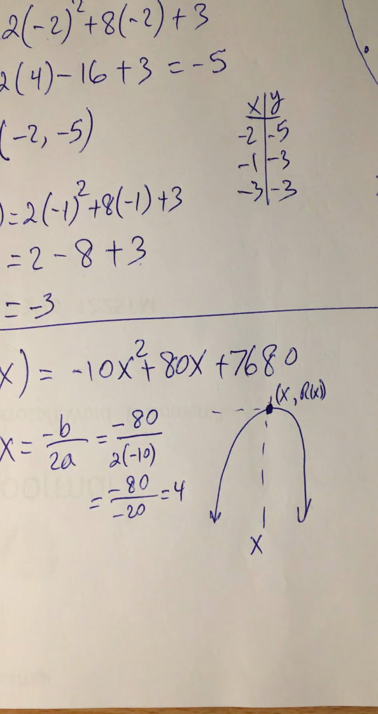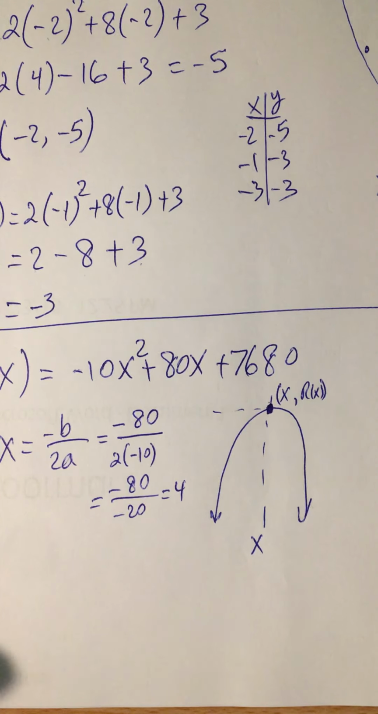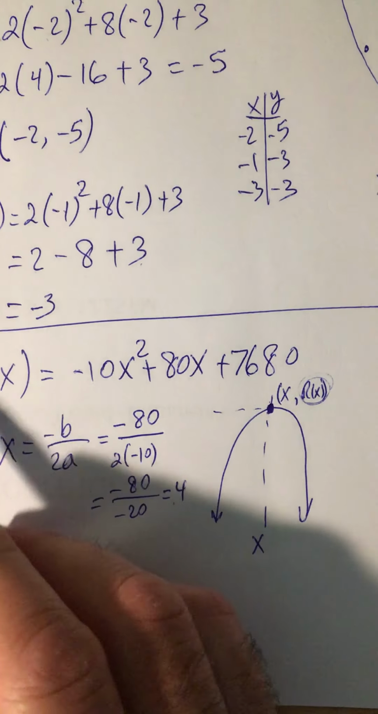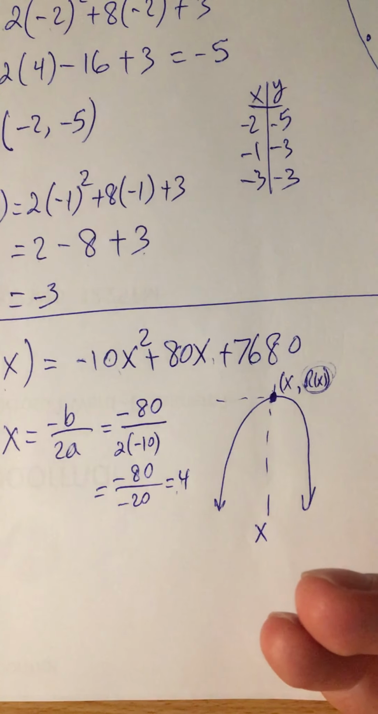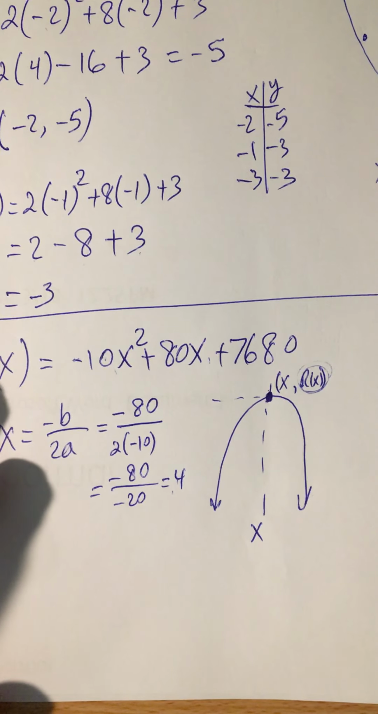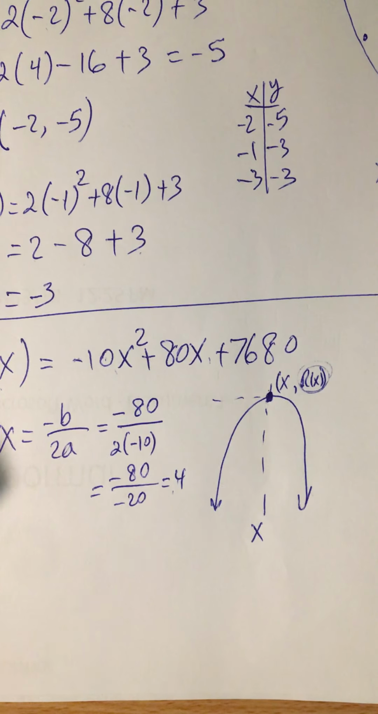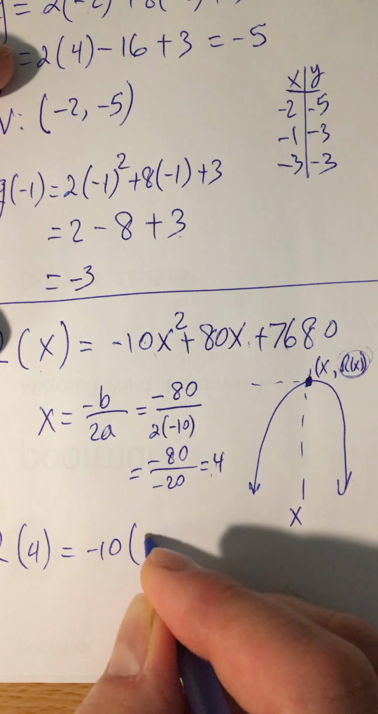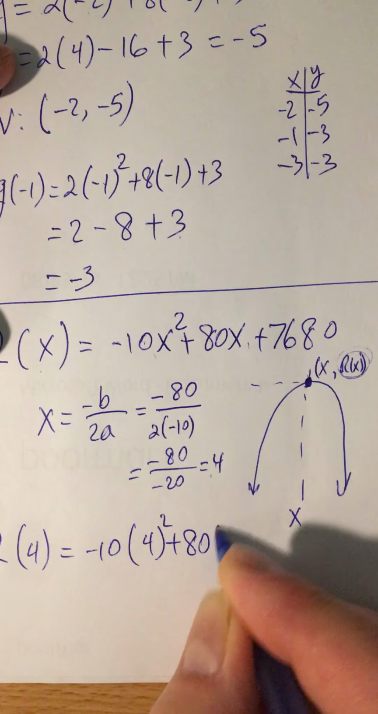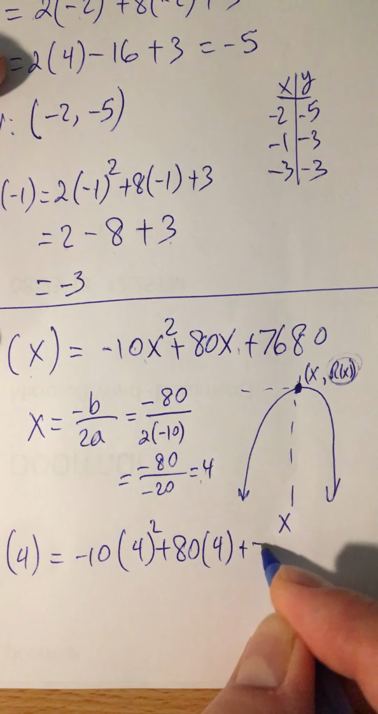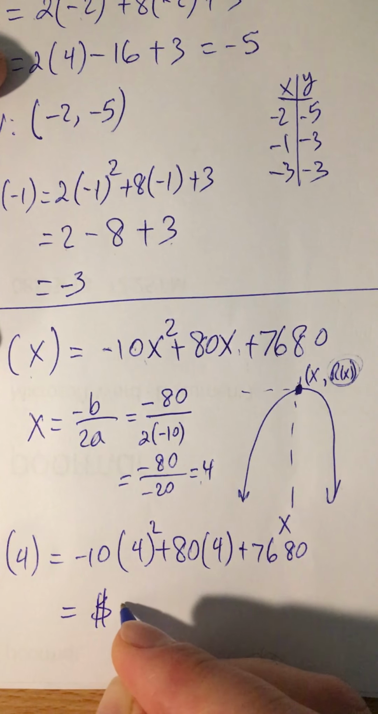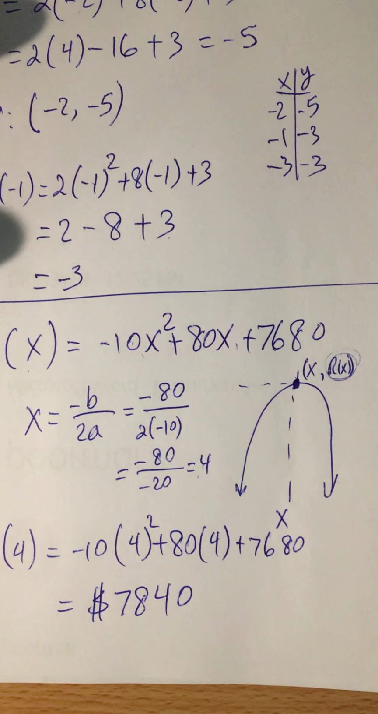Okay, so that's 4 times. Now, it says, what price should be charged to obtain this maximum revenue? That means, what is the revenue at this point? So what do you do with that 4? You want to find the y value, so you plug the 4 in over here. So the revenue at 4 is negative 10 times 4 squared plus 80 times 4 plus 7,680. And if you do the calculation, according to the book, the maximum revenue will be this. Okay?